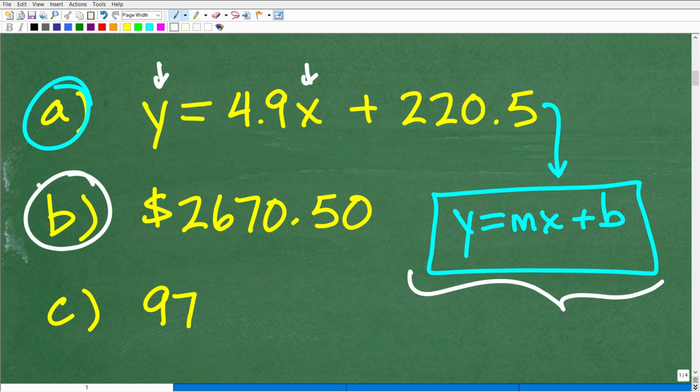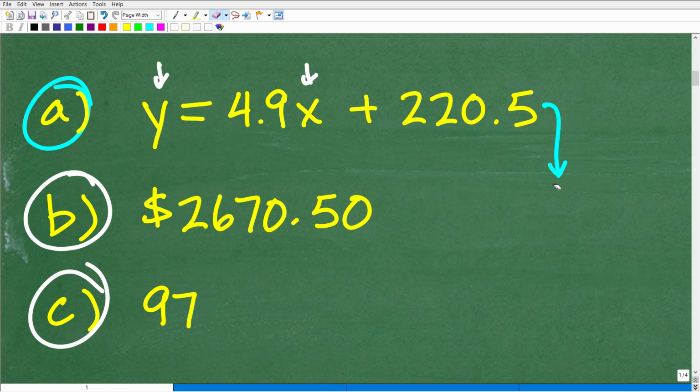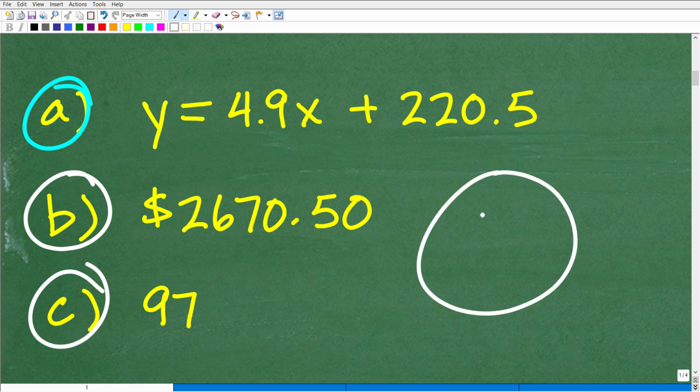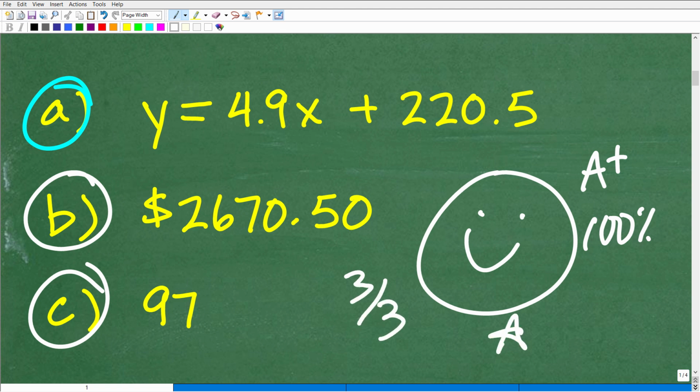And then part B of the problem is $2,670.50. And then part C is 97 books. Okay, so if you have watched some of my previous videos on my YouTube channel, typically I just ask one question and answer one question, but here this is a three-part question, so a little bit more work involved. But if you got all three of these right, that is fantastic. I'm going to go ahead and give you a nice little happy face, an A plus, a 100% for getting 3 out of 3, and multiple stars.